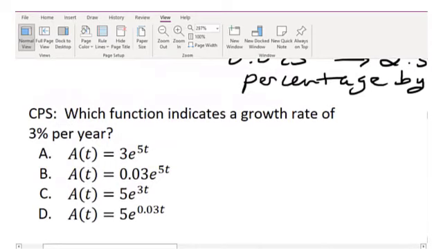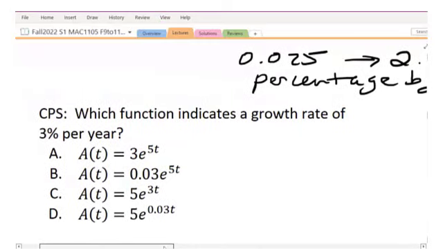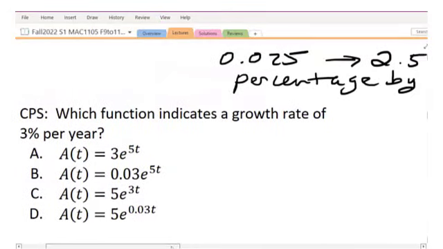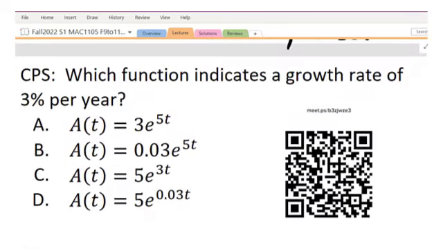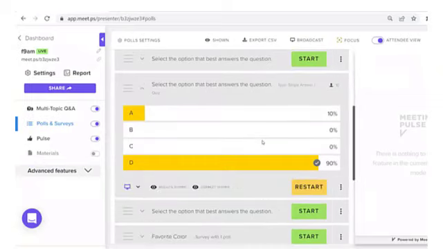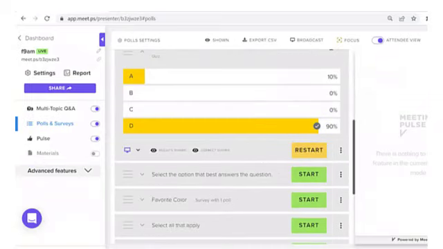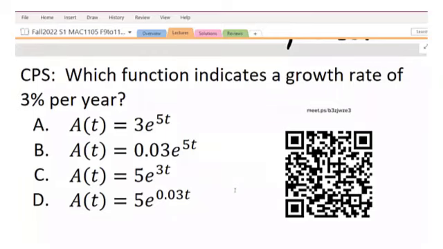It says, which function indicates a growth rate of 3% per year? So I'm going to pause this while I find the QR code and everything. So thank you for your patience. So the most popular option was D at 90%. Very good. And that was correct.